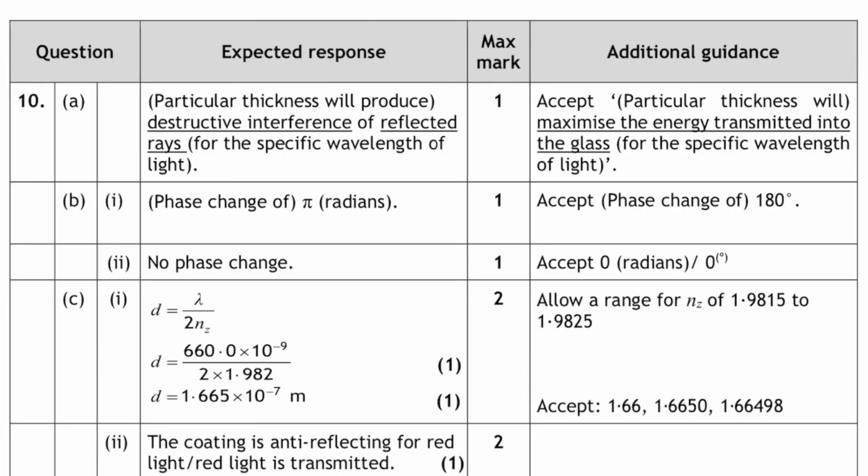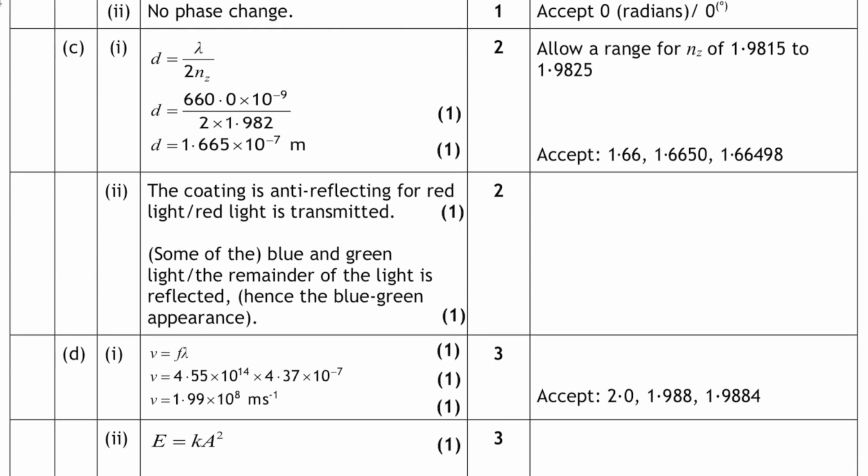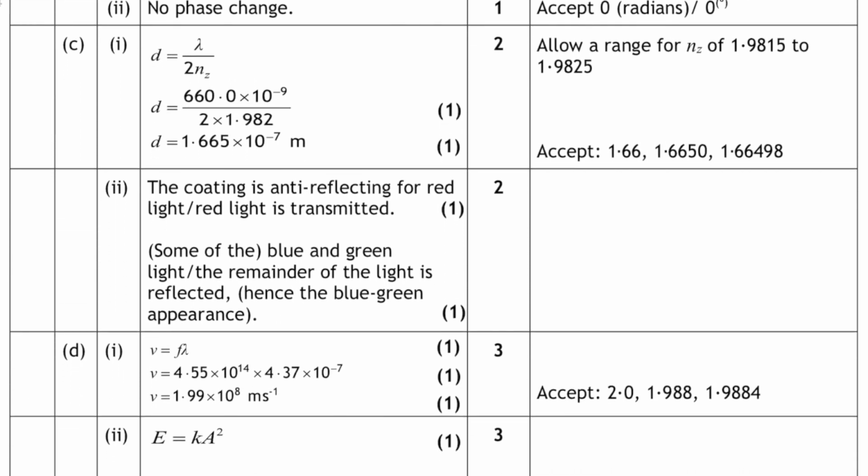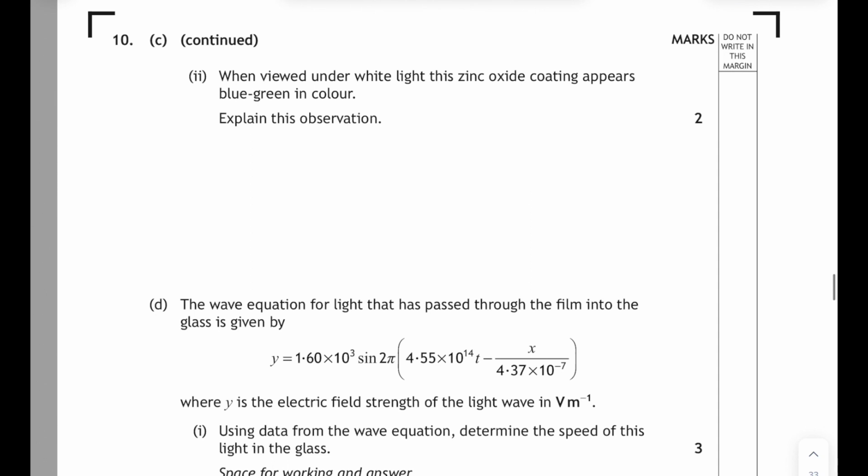There's the marking instructions for part A and B and C, if you want to pause that and have a look at it. But notice C part 1 is given to 4 significant figures. Okay, C part 2. When viewed under white light, this zinc oxide coating appears blue-green in colour. We've to explain this observation.